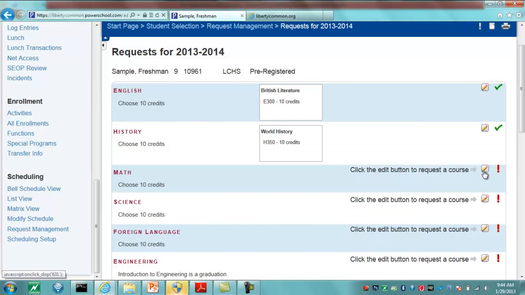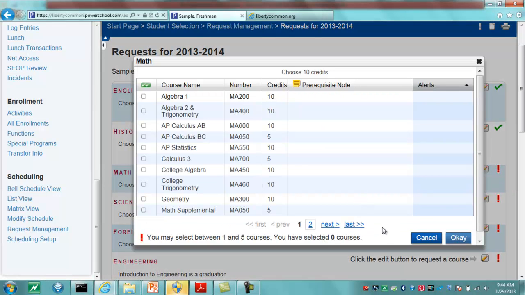For math, with your math class, you're going to talk to your math teacher about which class makes sense for you to take for the following year. You can look in the curriculum guide under the math courses, and you can find a flow chart there which explains the sequence for math at Liberty Common High School. Talk to your math teacher about which math class makes the most sense for you.